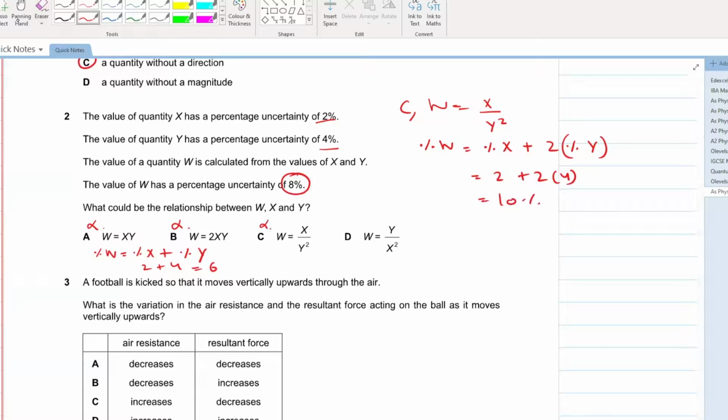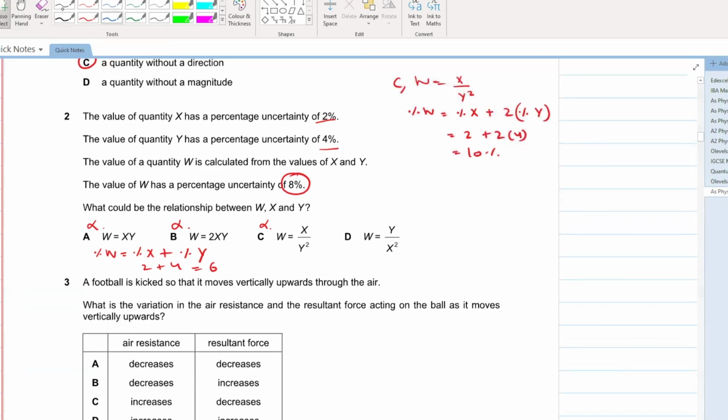Let's try out option D. If you look at option D, percentage uncertainty in W is equal to what? Percentage uncertainty in Y plus 2 times the percentage uncertainty in X. What is the percentage uncertainty in Y? 4. Plus 2 times the percentage uncertainty in X, 2. This comes out to be 8% as your answer. Simple. D is your answer. Let me check it as well. Yeah, the answer is D.